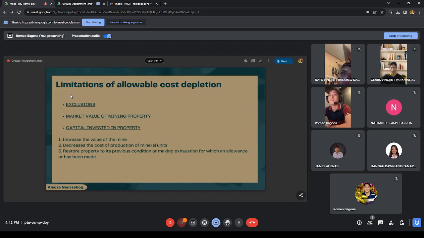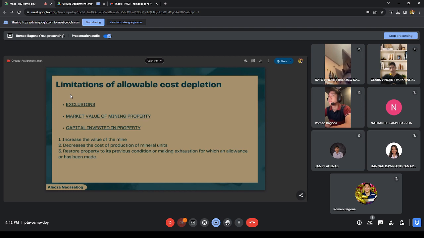So the limitation of using cost depletion is that it can only be used for natural resources, such as minerals, oil, and gas wells. Cost depletion is based on the usage and must be calculated every period. The first one is exclusion. Amounts recoverable through depreciation, through deferred expenses, and through deductions other than depletion are excluded. Also, the residual value of improvements at the end of the operation is excluded. Second, market value of mining property. The market value shall mean the actual market value of the annual gross output of the mineral or minerals extracted or produced from the particular mining property.